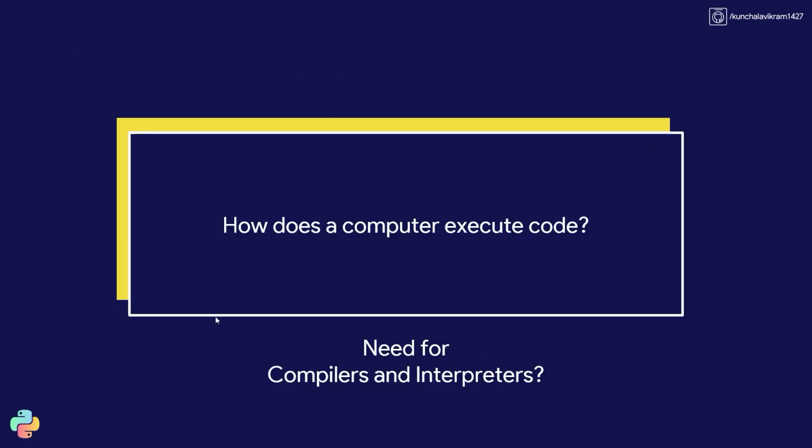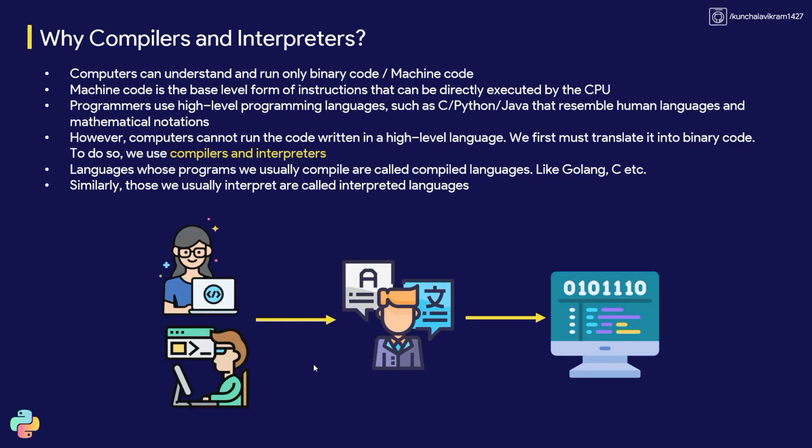So before going further, let's understand how a computer executes code. How does a computer see your code, and how does it actually run, and why do we need compilers and interpreters in the first place. So the key thing to understand is that computers can only understand and run binary code, that is zeros and ones, which is also called machine code. Machine code is the lowest form of instructions that any CPU can directly execute, not the high level code which is usually written in English or any other language. So CPUs don't actually understand this code.